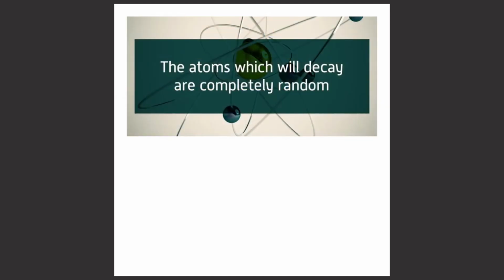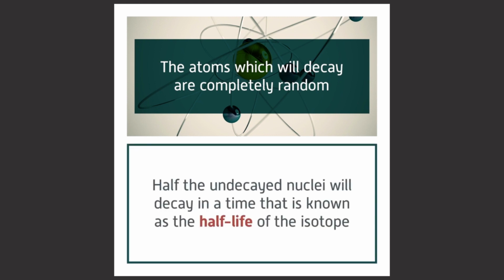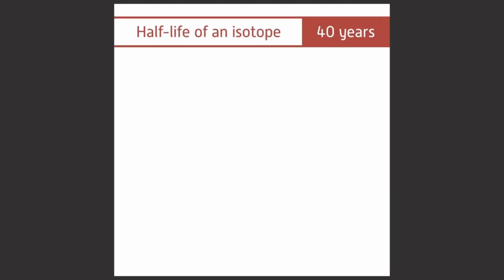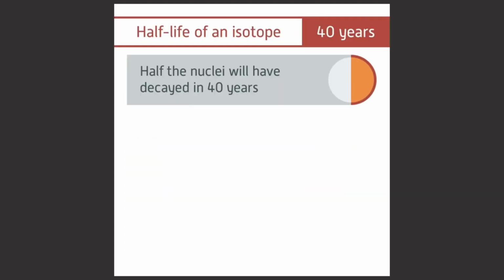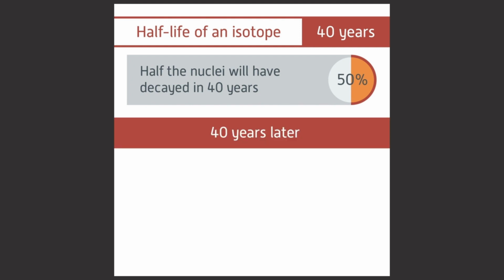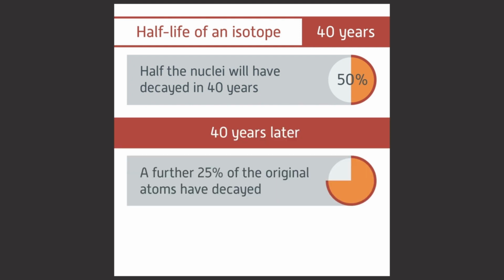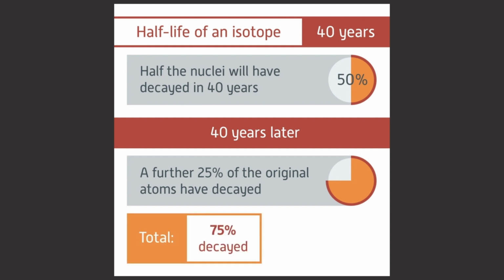During radioactive decay, which atoms will decay is completely random. What we do know is that half the undecayed nuclei will decay in a time that is known as the half-life of the isotope. This is best explained by an example. If the half-life of an isotope is 40 years, then half the nuclei will have decayed in 40 years. That is, 50% of the original total will have decayed. Over another 40 years, a further 25% of the original atoms have decayed, so a total of 75% have decayed and 25% of the original atoms remain.